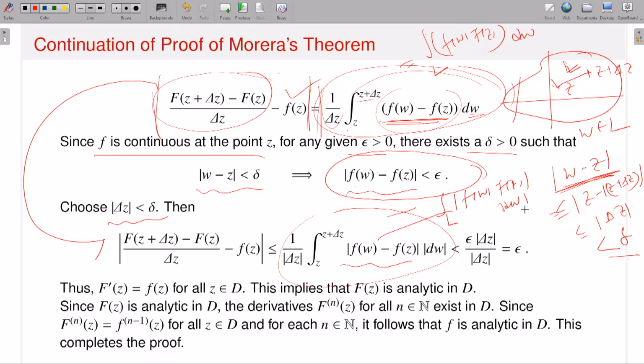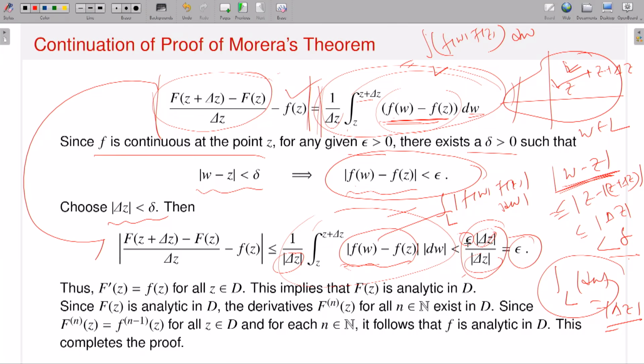So this is dominated by epsilon, because this integrand will come out as epsilon. You can take out epsilon, and what will remain is the integration over L of modulus dw, which gives you modulus of delta z. That is the length of your curve. If I take a line segment from z to z plus delta z, then the length of the curve is the absolute value of delta z. So this absolute value of delta z cancels with the one coming from here, and what will remain is epsilon. So finally what we have proved is that I can make this object less than epsilon whenever modulus of delta z is less than delta.